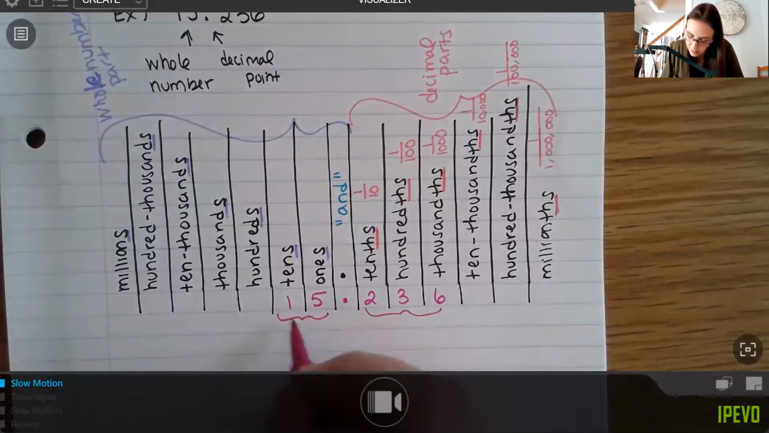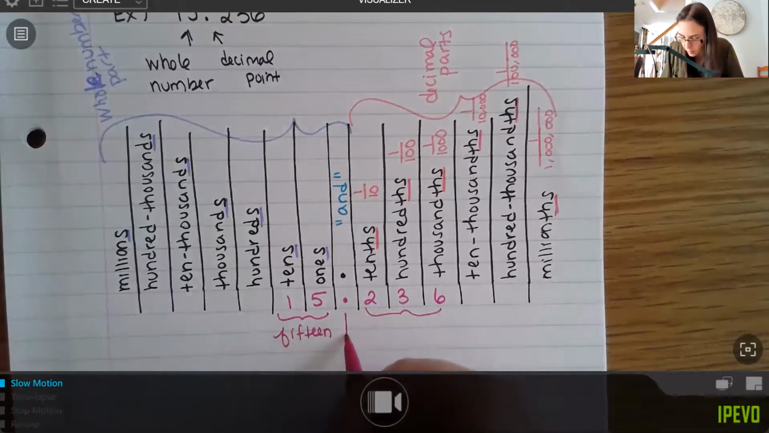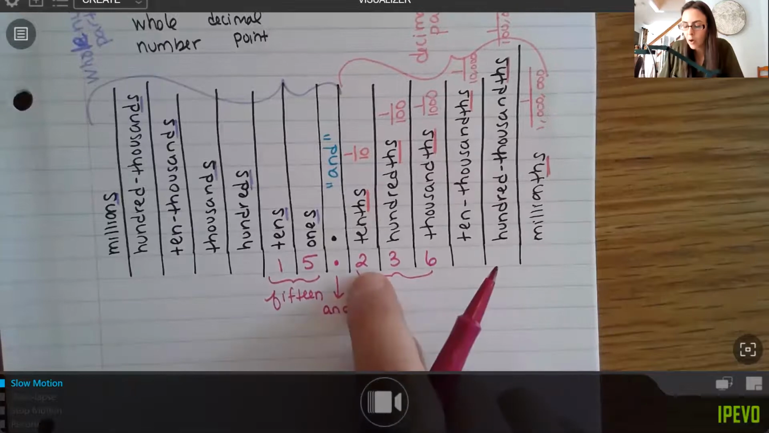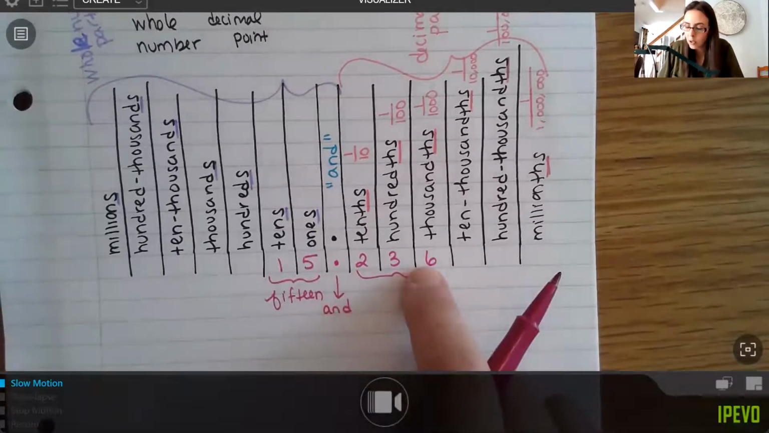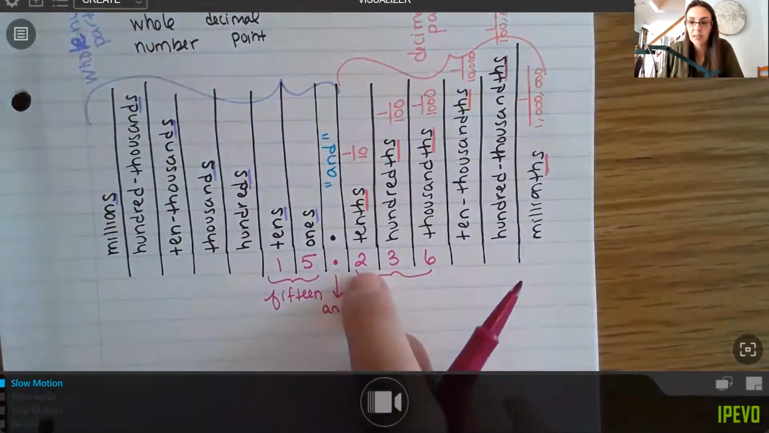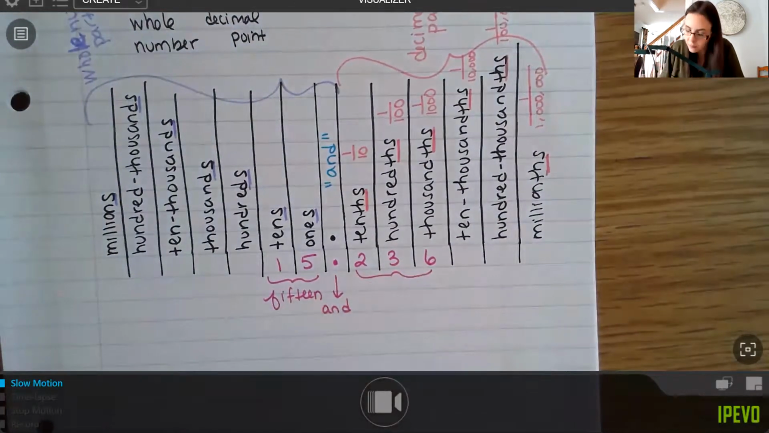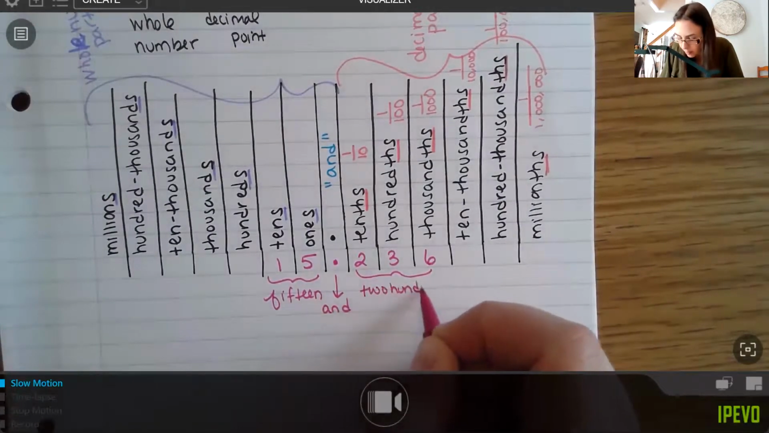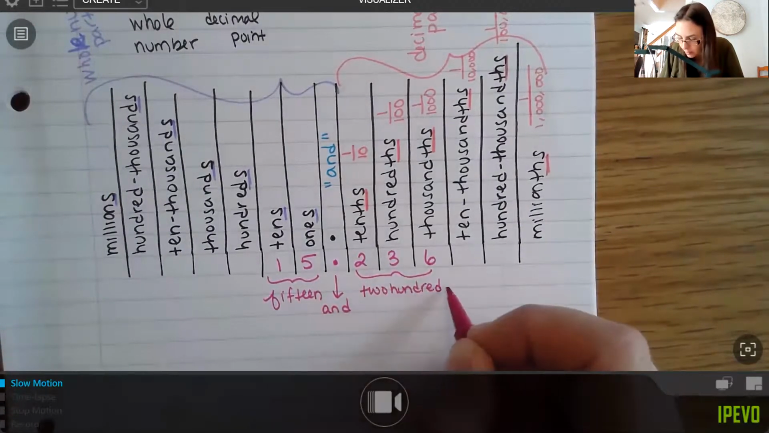So this obviously is the number 15. We use the word and there. And then what you do is you read this almost like a whole number, but then you put the final place value at the end. So this number 236 is 236. So I read it as 236.